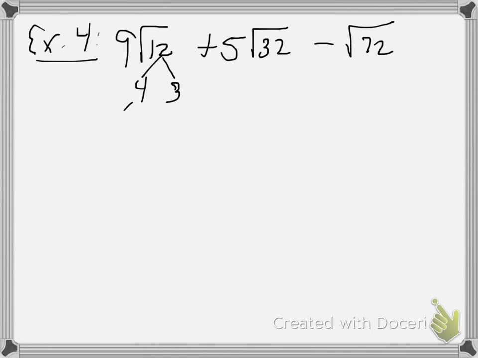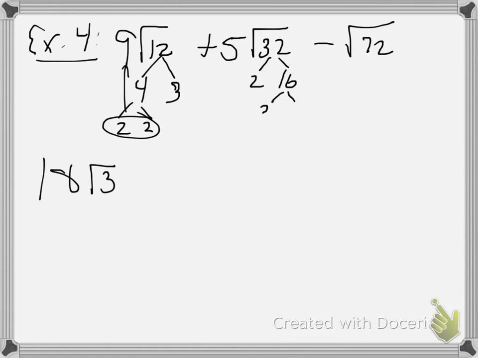Square root of 12 is 4 times 3, and then we have that 2 times 2. So we'll take out a 2, multiply it with the 9 that's already out in front, and we get 18 root 3. All right, 32, same idea. Factor tree, 2 times 16. The 16 can then be split up into 2 times 8. 8 can be split up into 2 times 4, and then 4 can split up into 2 times 2.